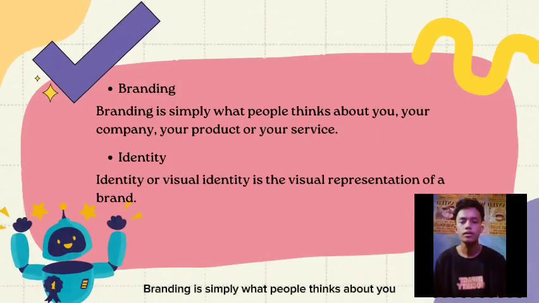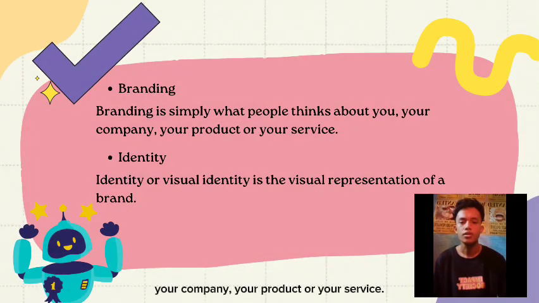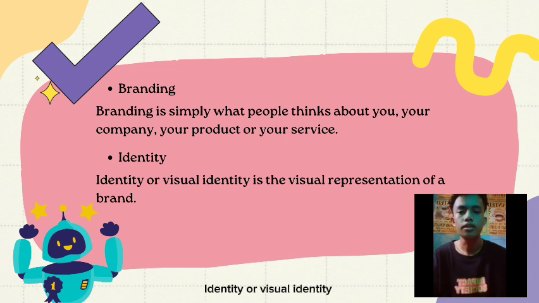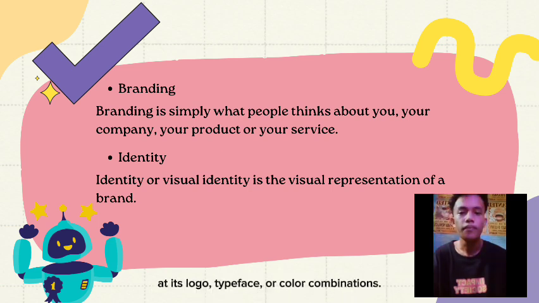Branding is simply what people think about you, your company, your product, or your service. For example, we think of Albert Einstein as an epitome of intelligence, and that is how he was branded. Identity or visual identity is the visual representation of a brand. For example, we quickly recognize the company and its service just by looking at its logo, typeface, or color combination.